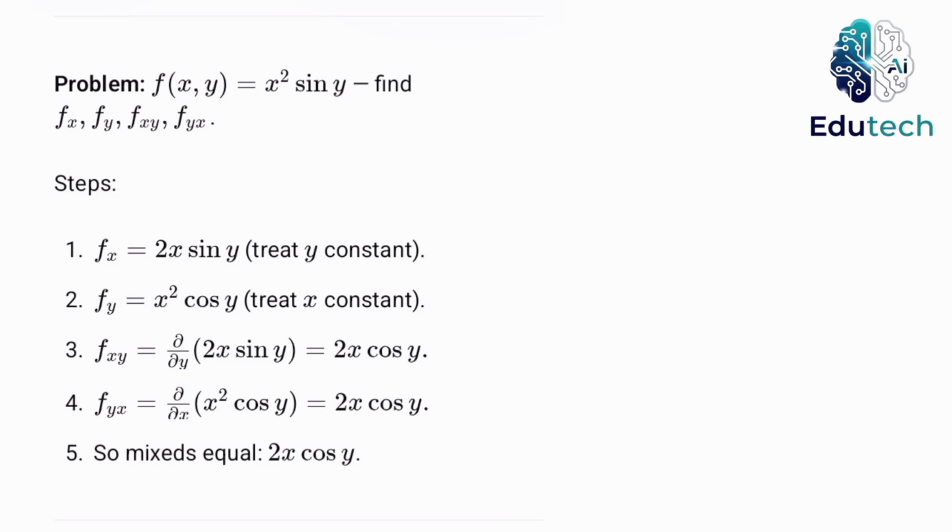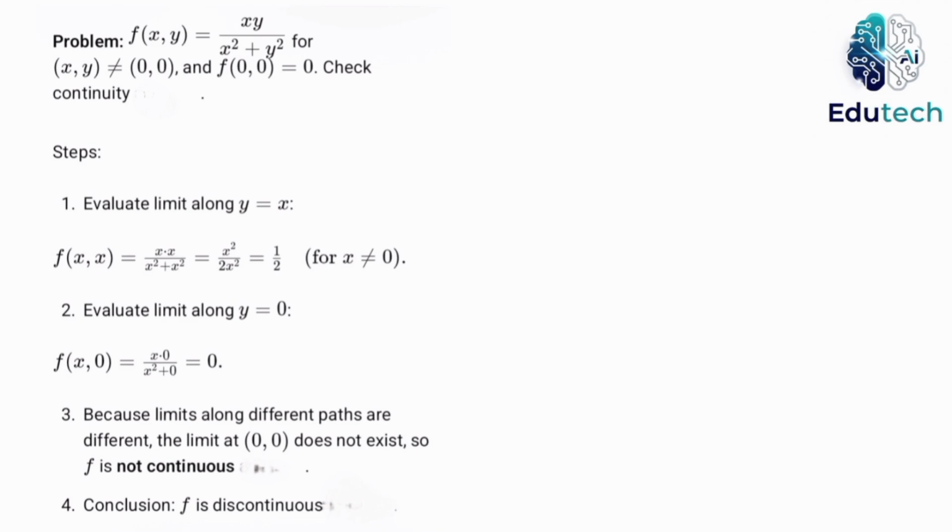fyx is equal to ∂/∂x of x² cos y. So we get the answer 2x cos y. So the mixed partials are equal to 2x cos y. f(x,y) = xy divided by (x² + y²) for (x,y) not equal to (0,0), and f(0,0) is 0.